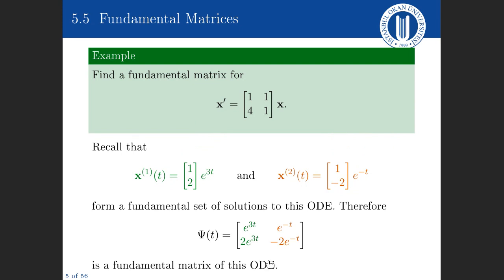So we have the matrix where the first column is e to the 3t and 2e to the 3t, multiplying (1, 2) by e to the 3t, and in the second column, I'm multiplying the vector (1, -2) by e to the power minus t to get e to the power minus t and minus 2e to the power minus t. This is a fundamental matrix of this differential equation.